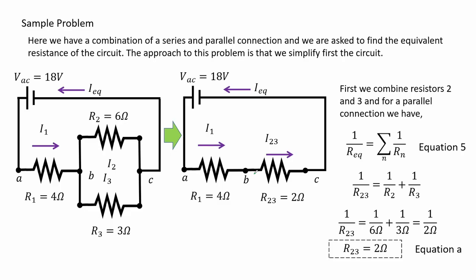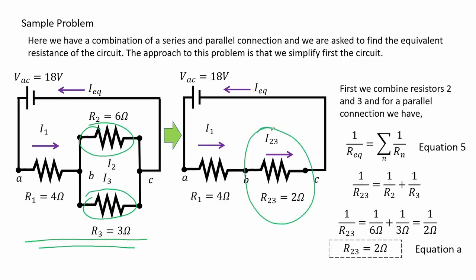Here we have a combination of a series and parallel connection, and we are asked to find the equivalent resistance of the circuit. The approach to this problem is that we simplify the circuit first. First we combine resistors 2 and 3 which are in a parallel connection, and we get its resistance is 2 ohms as shown in equation A.